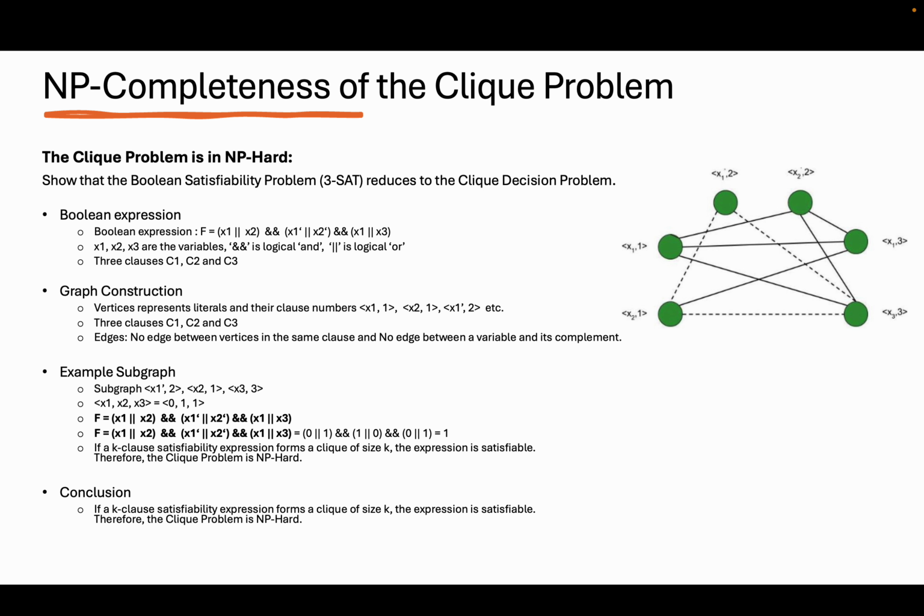So what is the conclusion here? First, if we can find a clique of size k, where k is the number of clauses in the Boolean expression, then the expression is satisfiable. Second, this reduction shows that the clique problem is NP-hard, because if we can solve the clique problem, we can also solve the 3-SAT problem, which is NP-complete.